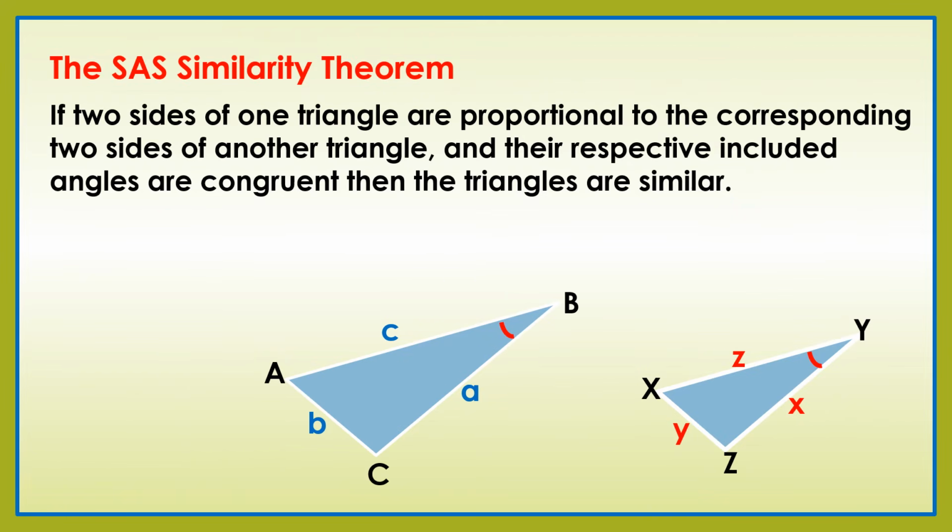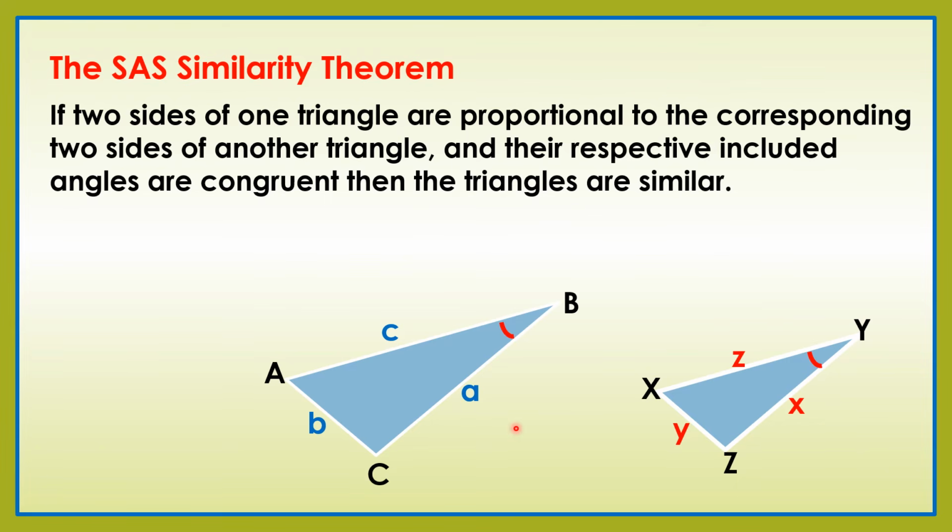So, let's have now the SAS similarity theorem. So, when we say SAS, side angle side similarity theorem, so, pansinin nyo, yung A natin ay nasa gitna ng dalawang side. So, ibig sabihin, yung A natin dito ay included angle. So, it says here, if two sides of one triangle are proportional to the corresponding two sides of another triangle, and the respective included angles are congruent, then the triangles are similar.